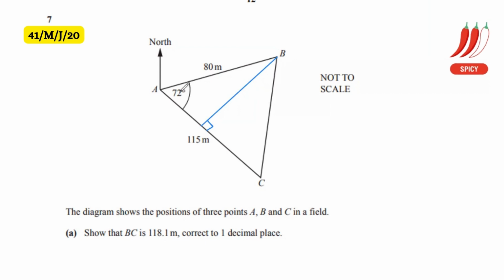We know that BC is 118.1, and we have this angle C, which was found to be 40.2 degrees. So to find the shortest distance from point B to AC, which is this distance, let's call it X, we can see that we have a right angle triangle. We have a length, we have an angle, so we can easily use SOHCAHTOA to find the distance. Now looking at SOHCAHTOA, we need to figure out what we have.